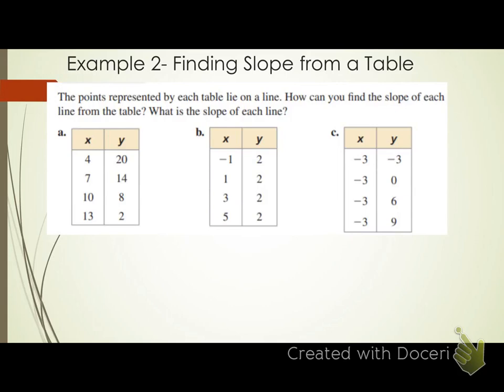The points represented by each table lie on a line. How can you find the slope of each line from the table? What is the slope of each line? How am I going to find the slope here? Without graphing. Someone last hour said to graph it and then find the slope. We could do that, but there is a way to do it without graphing. Be a little more specific. You're on the right track.